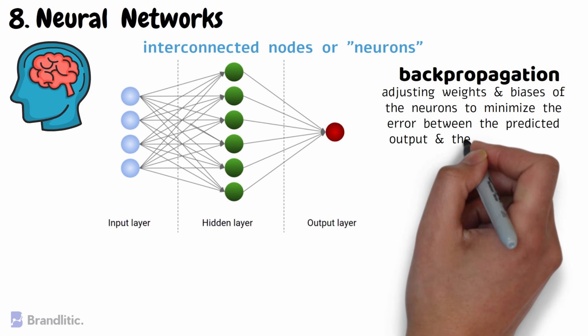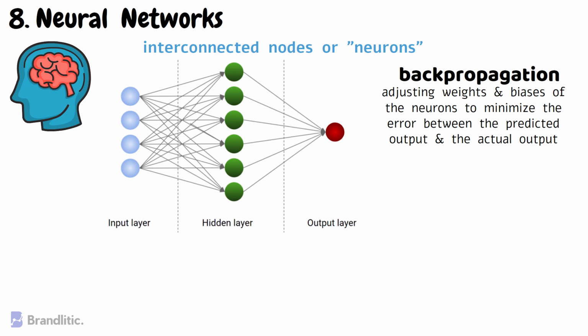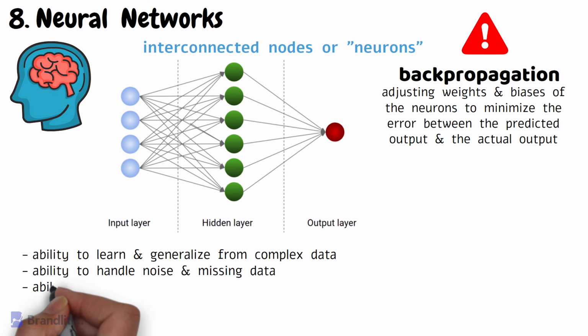Neural networks can be trained using a process called backpropagation, which involves adjusting the weights and biases of the neurons to minimize the error between the predicted output and the actual output. This process involves iteratively updating the weights and biases based on the error of the network until the error is minimized.